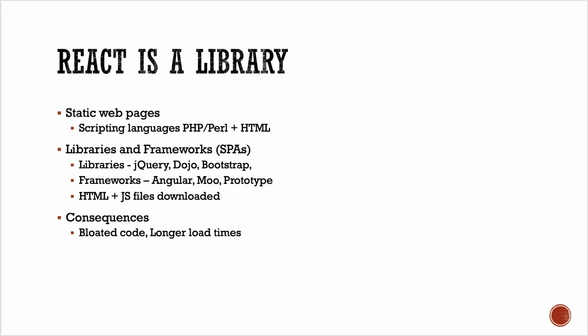To make the web development process easier, a variety of libraries and frameworks were introduced. Some of these libraries included jQuery, Dojo, and Bootstrap for CSS. Some JavaScript frameworks that were introduced were Angular, Moo, and Prototype. What this meant was that for any website to properly function on a client's browser, the HTML content needed to be downloaded on the client's browser, but also the JavaScript files that enabled the dynamism of the web page also needed to be downloaded.